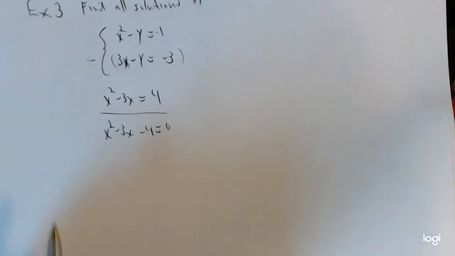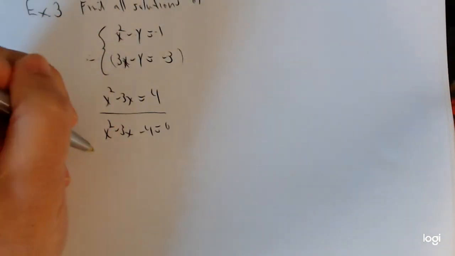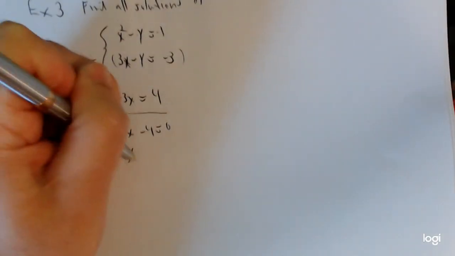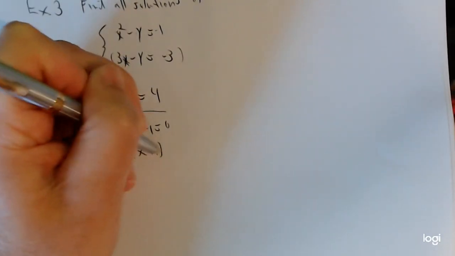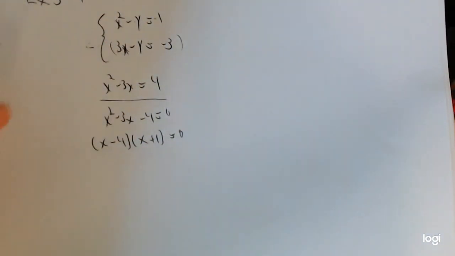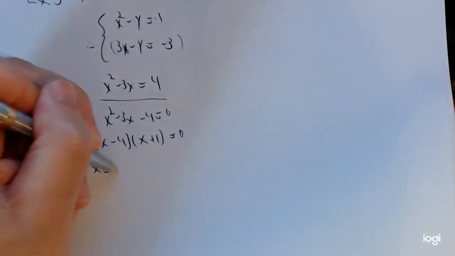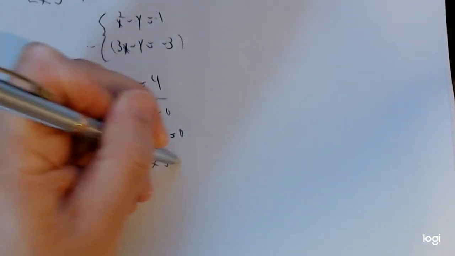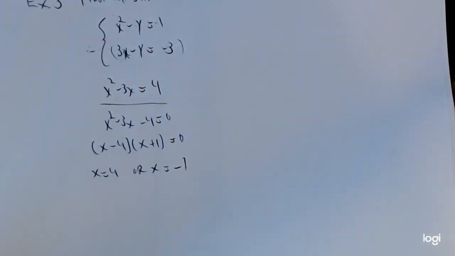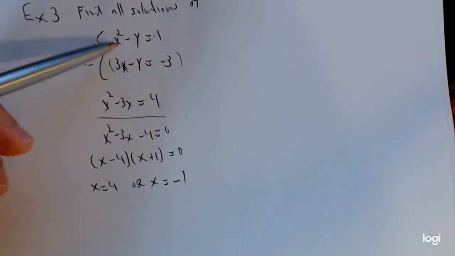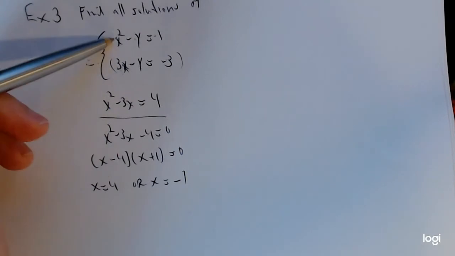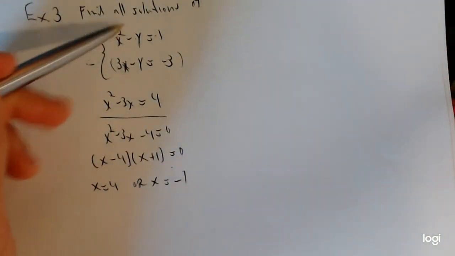And now let's factor this. So what does that factor to? That factors to (x minus 4)(x plus 1) equals 0. And what does that give me? My two solutions are x equals 4 or x equals -1. Okay, so now with that said, what could we do here? We could come up here and pick any of these two equations and plug in 4 for x and -1 for x, and then solve for y.